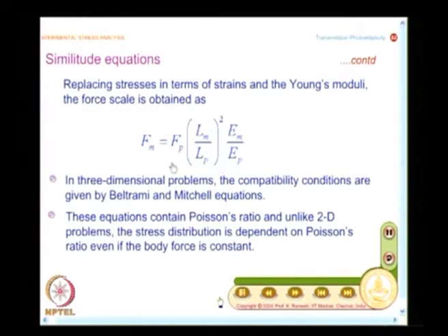And mind you, this is obtained with the assumption that Poisson's ratios are the same. In practice, it is not going to be the same between the model and the prototype. So, we need to keep that also in mind when we are looking at the model study.